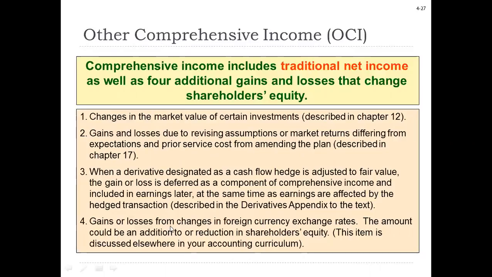Another fairly common OCI, other comprehensive income, item is gains or losses from foreign currency exchanges. And again, this is going to be discussed in advanced accounting, which is a master's level course here at Chaminade. But just be aware other comprehensive income are things that are not included in the normal income statement.